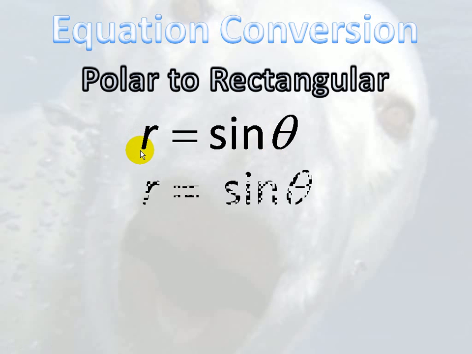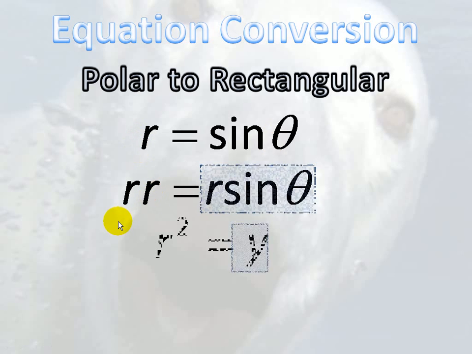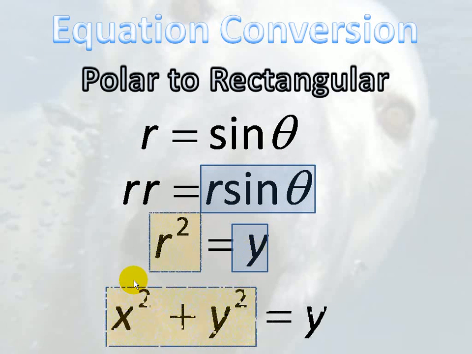But I can fix that by multiplying both sides by r. Now look what I have. I have r squared equals y, because r sine theta is y. Now I'll replace the r squared with x squared plus y squared, and we have our conversion here. R equals sine theta, and now we have x squared plus y squared equals y. So we've gone from a polar equation to a rectangular equation.